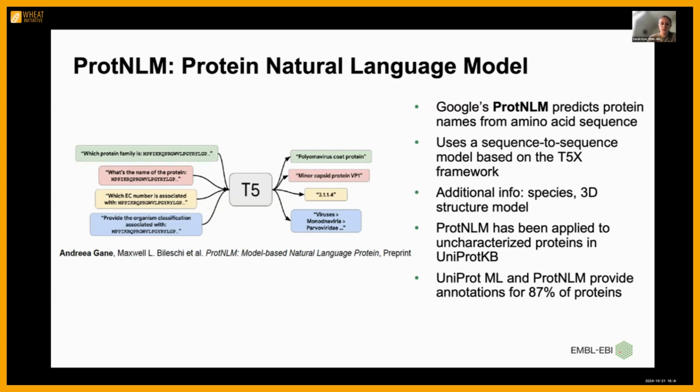So the initial iterations were just based on this, but subsequently they've started adding additional useful information, such as the species that the sequence is derived from, and also if it has an AlphaFold model, then that can be fed in too. That's helped improve the accuracy, and it's been applied to all the uncharacterized proteins in UniProt, and so that has increased the number of proteins which have a prediction using this approach.